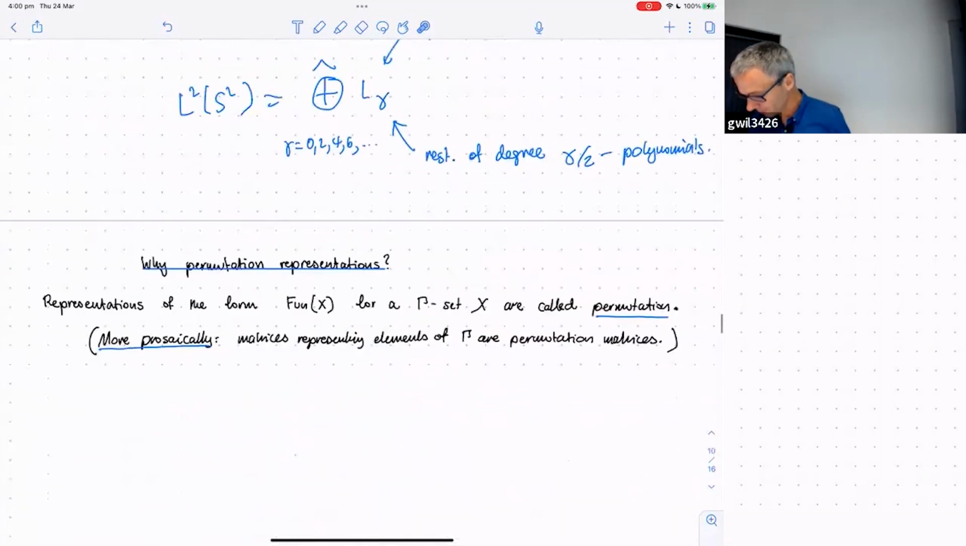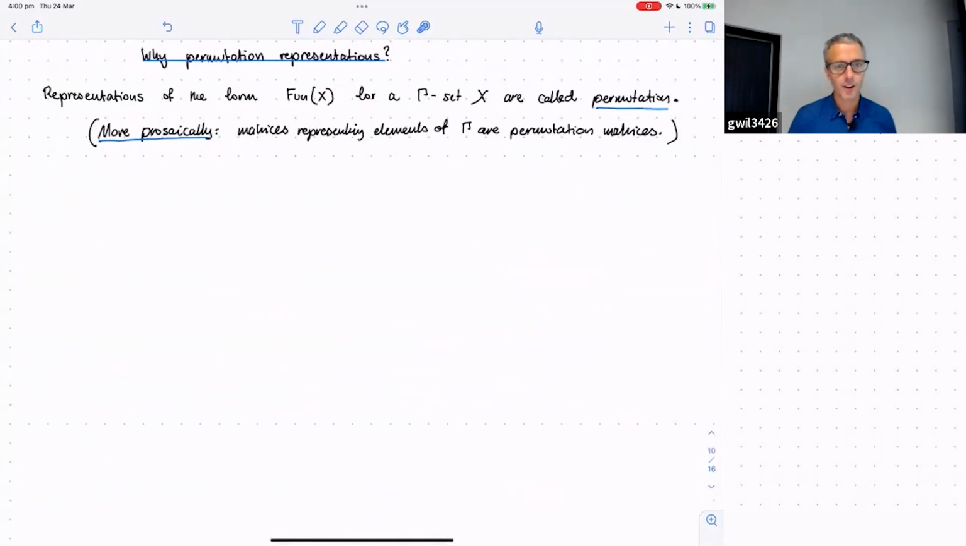Okay, so this is super interesting for me, but maybe more technical. So I want to go, in the second half, over why permutation representations. I want to go over something called deep sets. And then I want to go over graph neural nets.